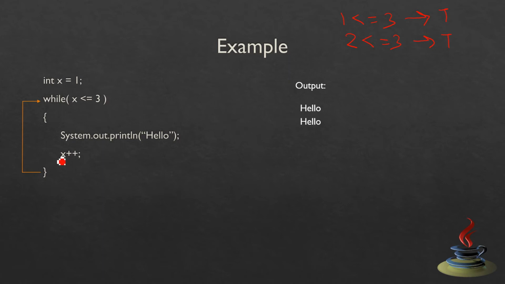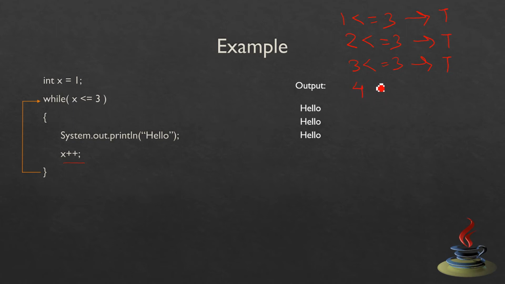Then x is incremented by x++. So now my x value is what? 3 is less than or equal to 3, and again it returns true because 3 is equal to 3. So the body part will be executed. Hello will be printed again on my console, or you can say the terminal window. After that x++. Now my x value is what?